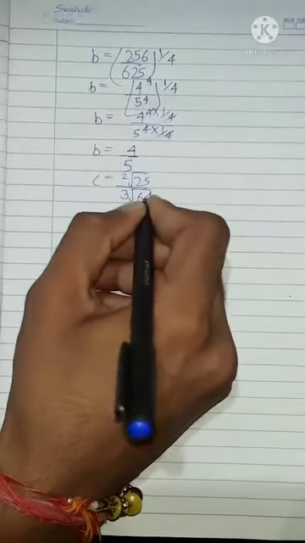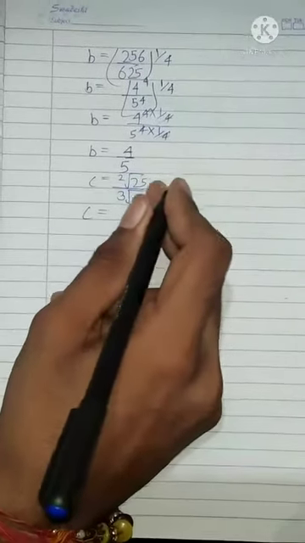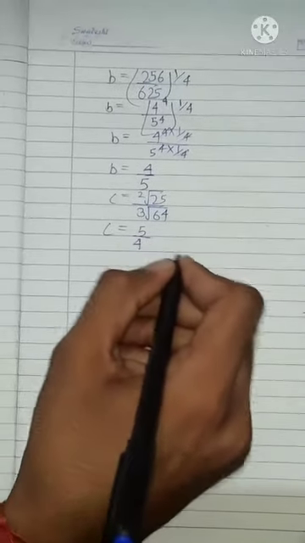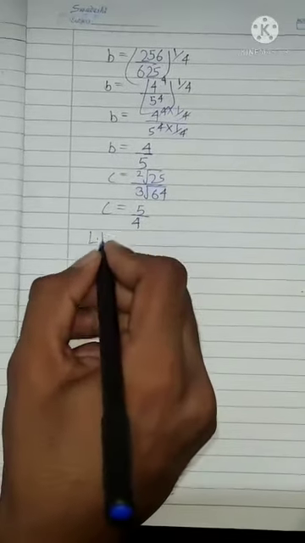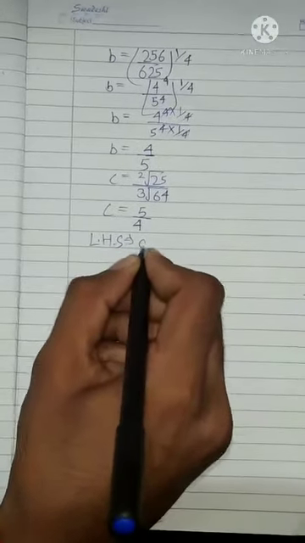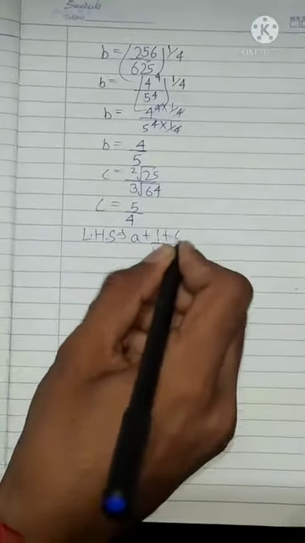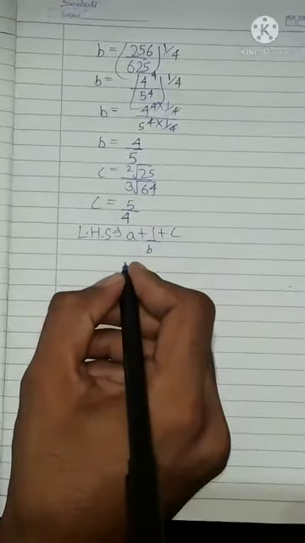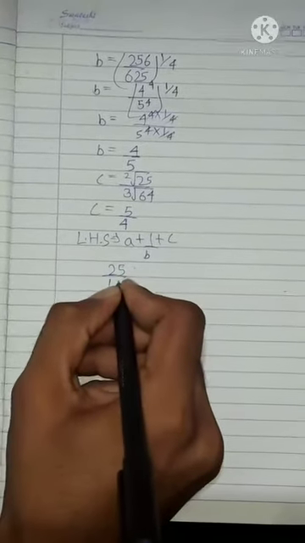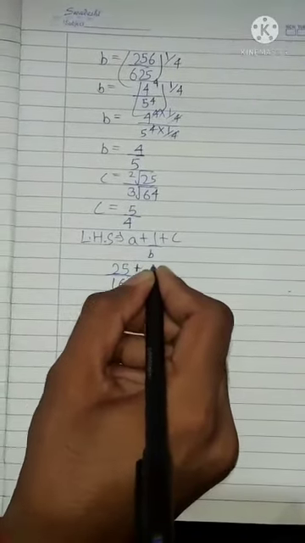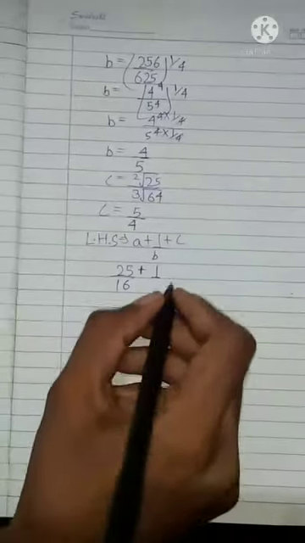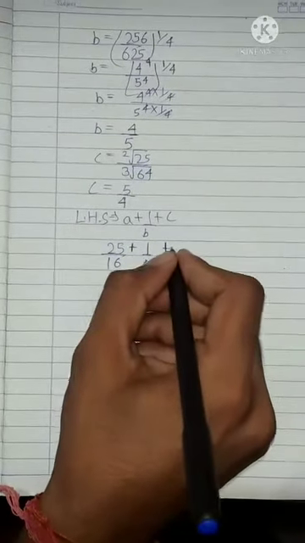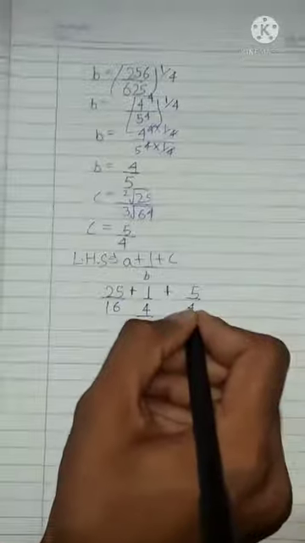And the value of C: we suppose that C is square root of 25 upon cube root of 64. C equals square root of 25, you know that is 5, and cube root of 64, you know that is 4. So we suppose that LHS is A plus 1 upon B plus C. Putting the values in this equation, the value of A is 25 upon 16 plus the value of B is 4 upon 5 plus the value of C is 5 upon 4.